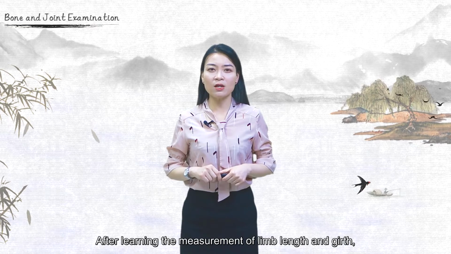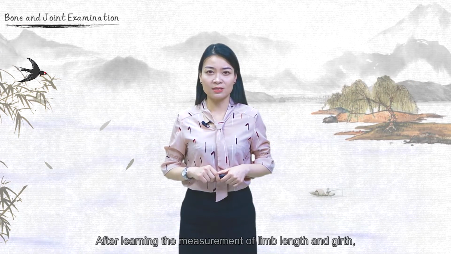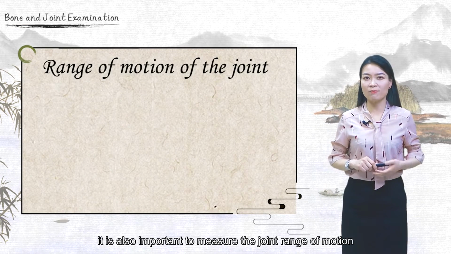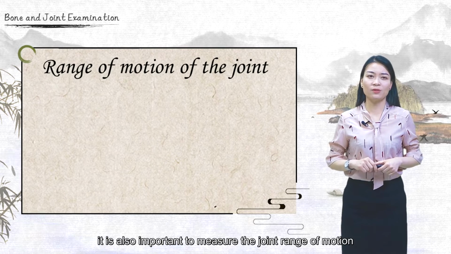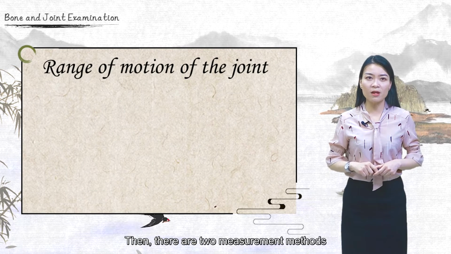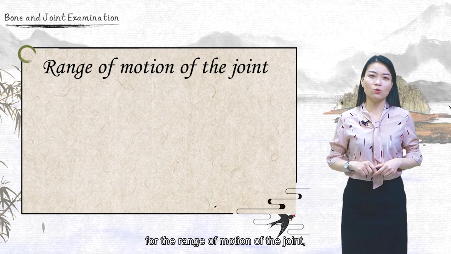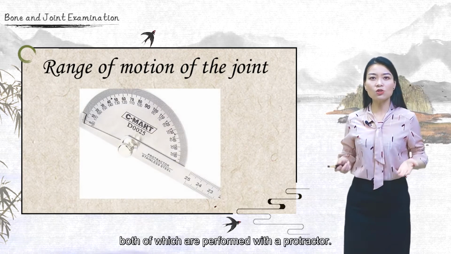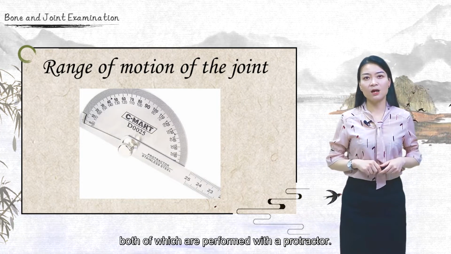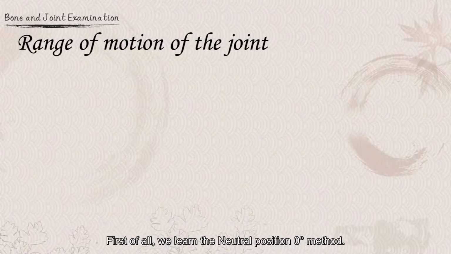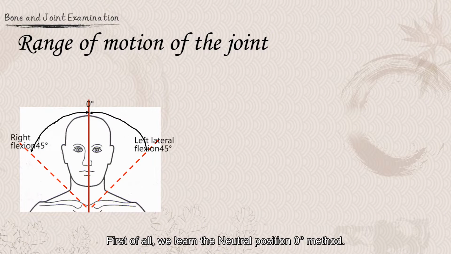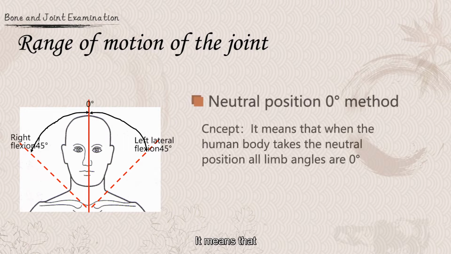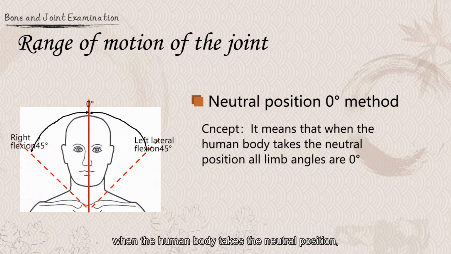After learning the measurement of limb length and girth, it is also important to measure the joint range of motion. Then, there are two measurement methods for the range of motion of the joint, both of which are performed with a protractor. First of all, we learned the neutral position 0-degree method. It means that when the human body takes the neutral position, all limb angles are 0 degree.